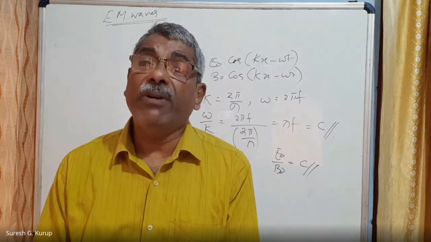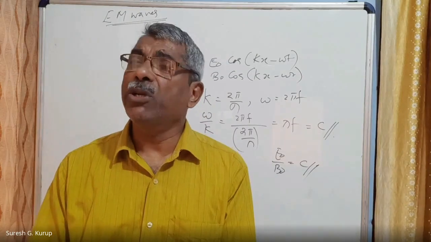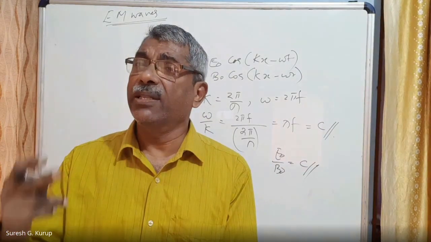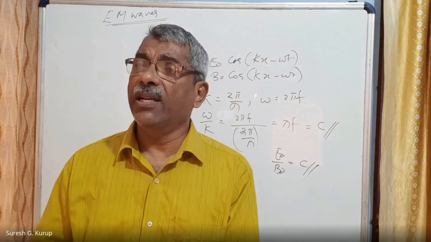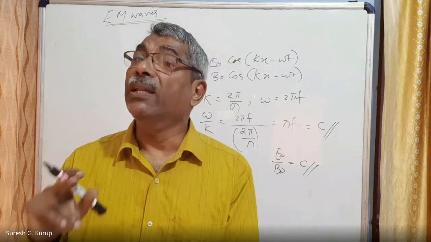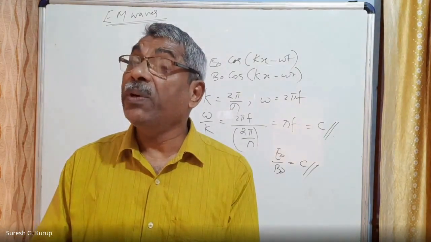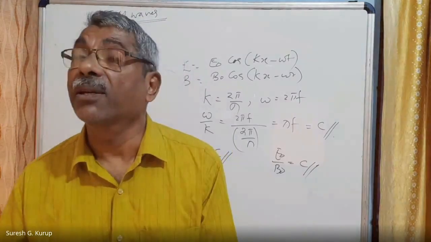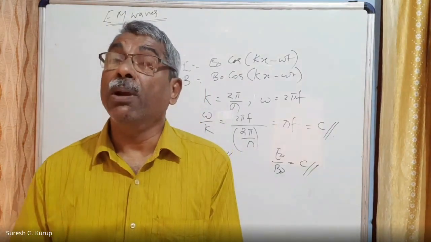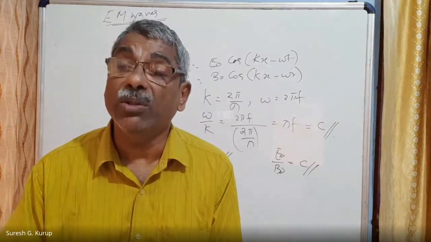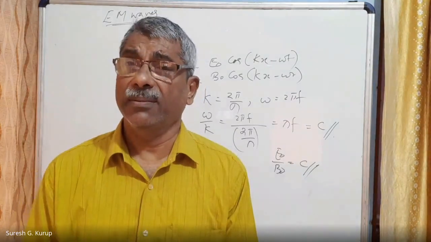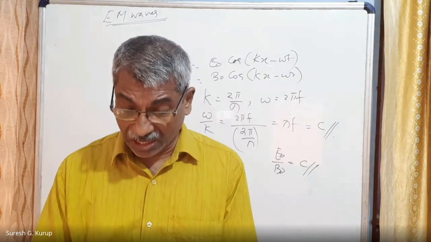They are of transverse nature. I told you what that is: the electric field is in the Z direction, the magnetic field is in the Y direction, and in that condition the wave travels in the X direction. That means the direction of propagation of the wave is perpendicular to both the electric field and the magnetic field. Am I correct? This is the condition.